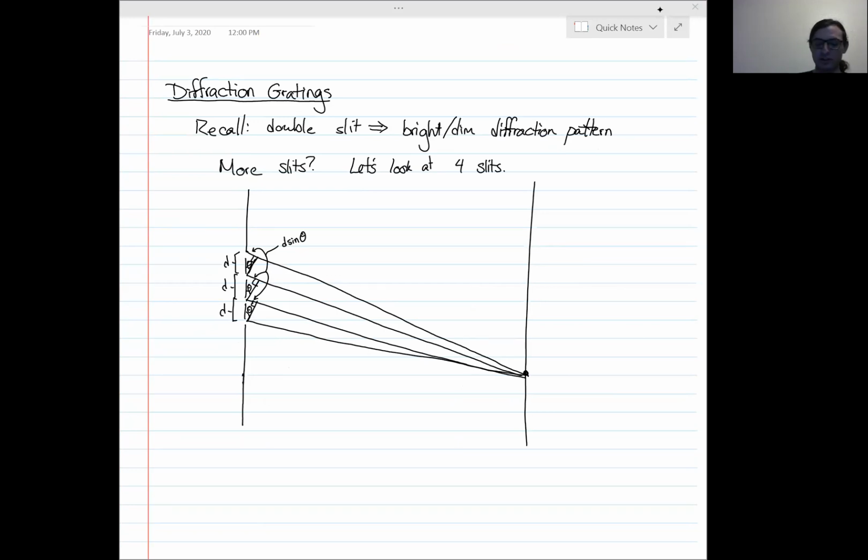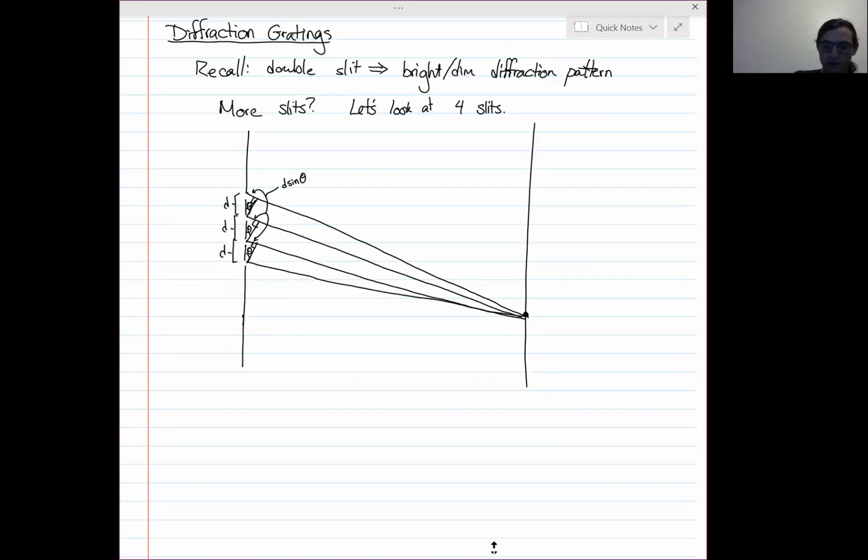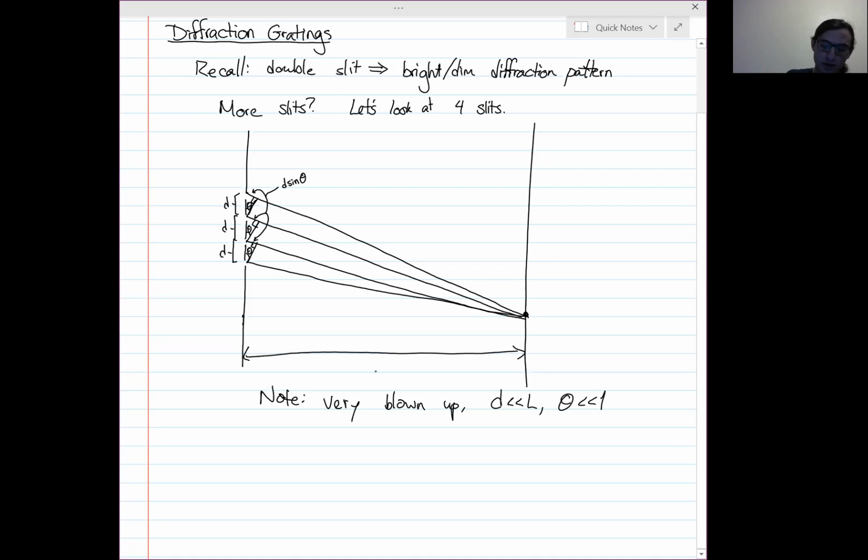I just want to make a note here for the record, for your notes. Note that, very blown up, d has to be much less than L, and theta has to be much less than 1. So we're looking at small angles and small slits relative to the distance. Remember that this distance we call L, and that angle theta is also the same as this angle theta, and they all make the same angle with the horizontal.